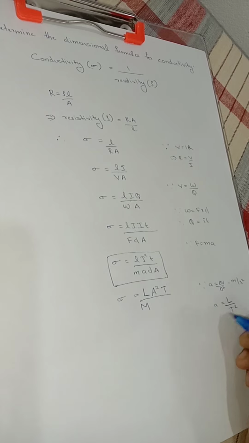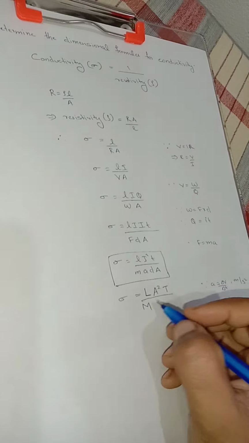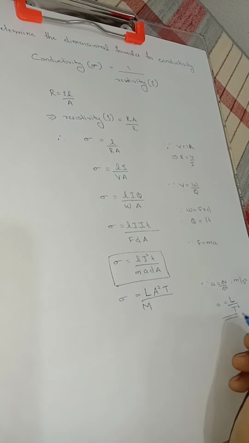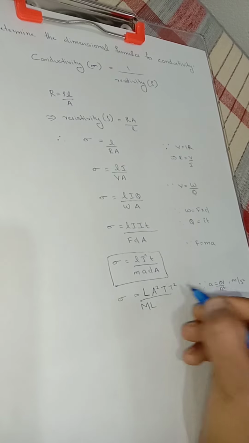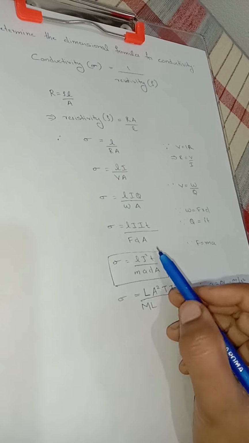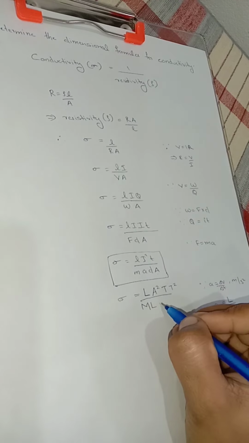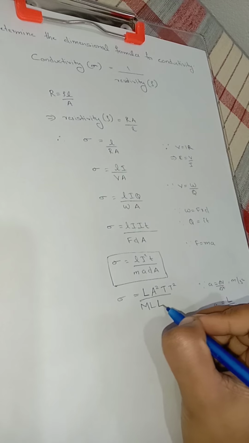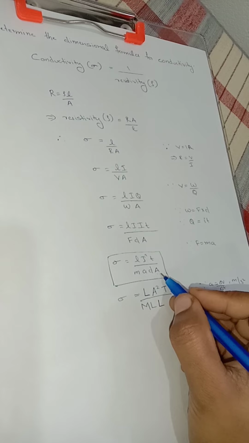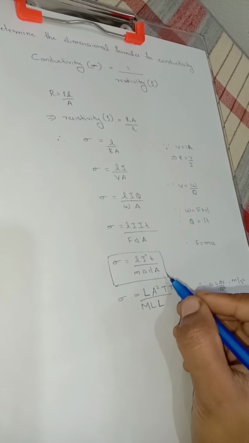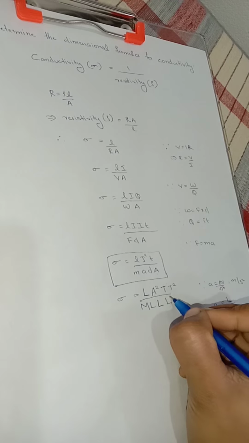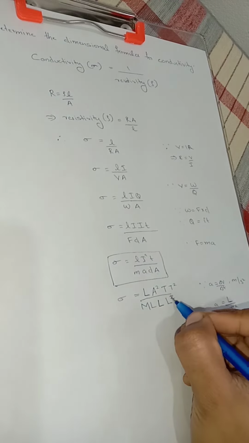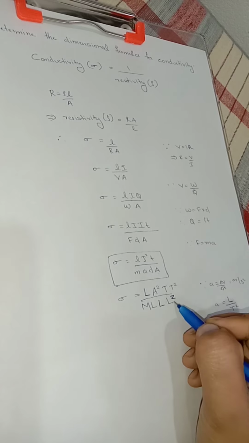So the dimension of acceleration is L by T square. Substituting that over here, instead of acceleration we substitute its dimension L by T square; T square goes into the numerator. The remaining terms are D and A. D is displacement or distance; its unit is meter, so its dimension is L. Then area: its unit is meter square, so its dimension is L square.